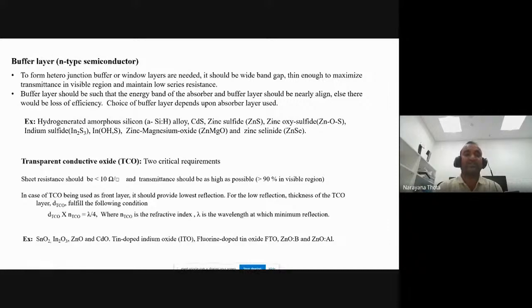Next one is TCO. The TCO should have a low sheet resistance, less than 10 ohm per square, and its transmittance should be more than 90%. Generally, tin oxide, indium tin oxide, and zinc oxide are used.